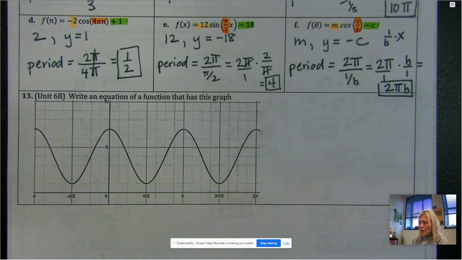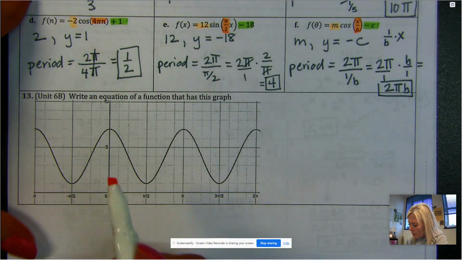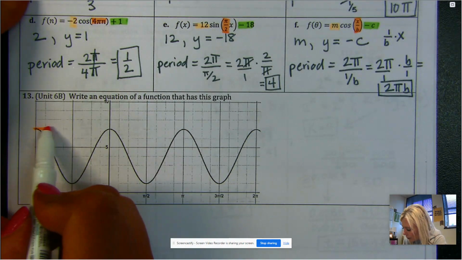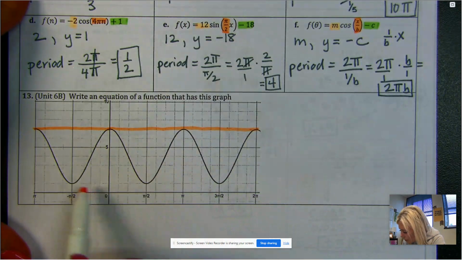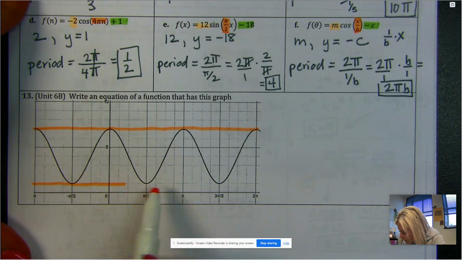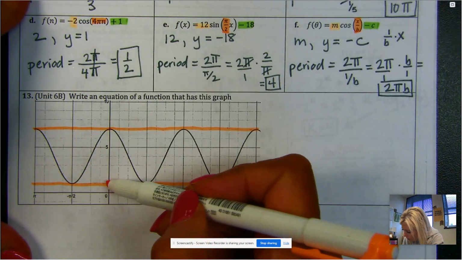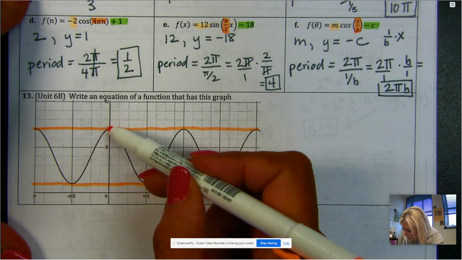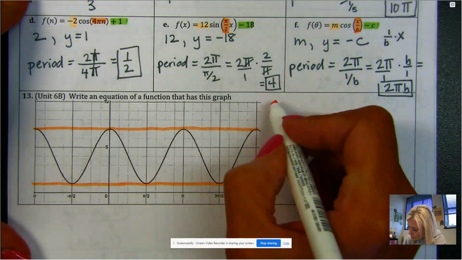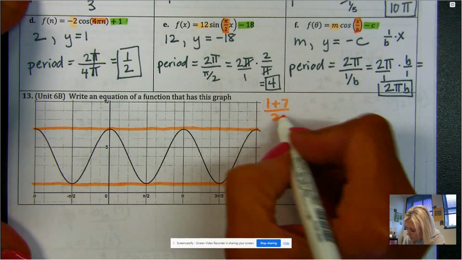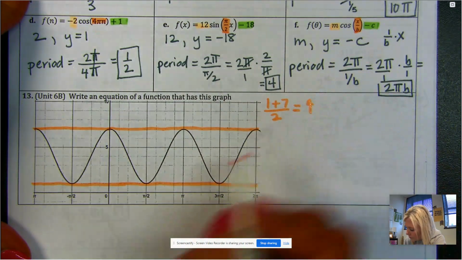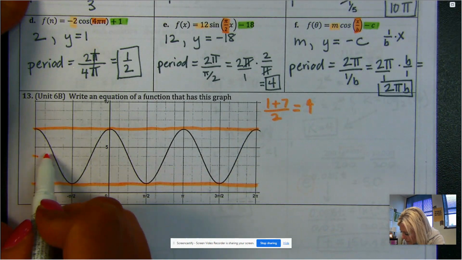Okay, and then finally, we have to write an equation of a function that has this graph. So we want to figure out all of those things first. What I like to do to find the midline is look at where the top of the graph is and where the bottom of the graph is. This is at 1, this is at 7, and so the middle of 1 and 7 is 4. So here's the midline.